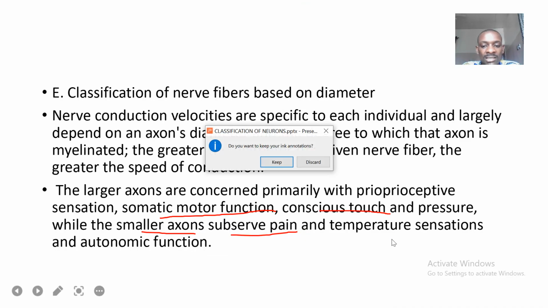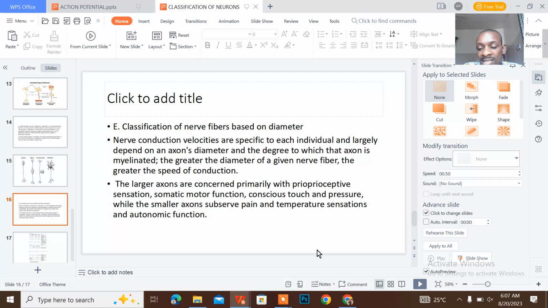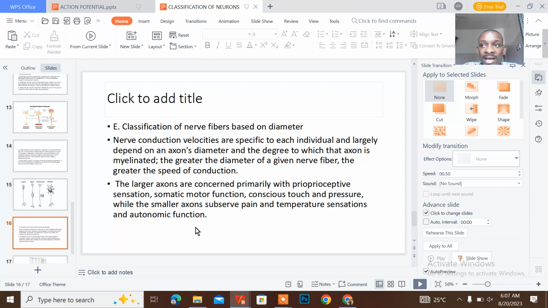So I think this is our classification of neurons in excitable tissues, okay? We also classify neurons in neurophysiology, and also in neurobiochemistry. So each area has its own way of classifying neurons, okay?